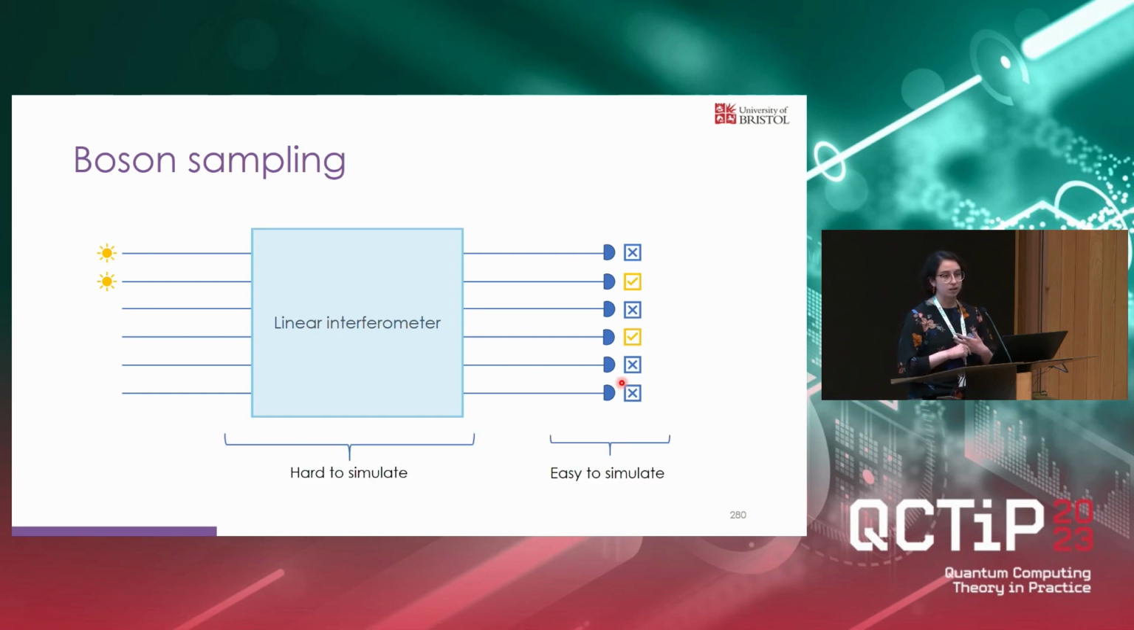So the work by Aaronson and Arkhipov shows that this is a basis for quantum advantage because it's inefficient to classically simulate. That is, it's inefficient for a classical computer to keep track of this quantum state.